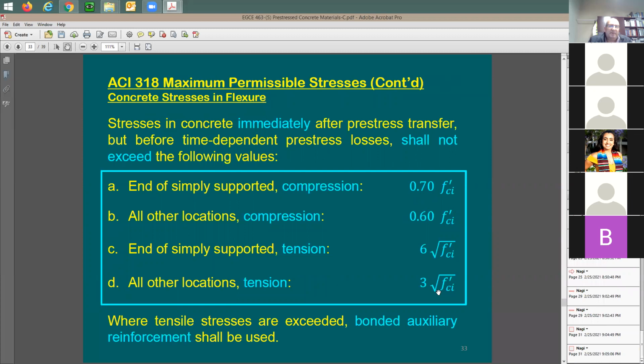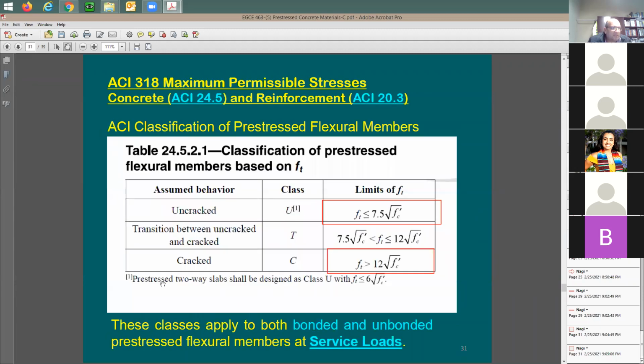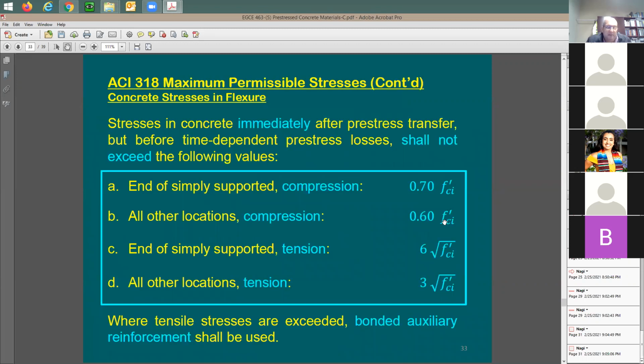When it comes to tension, it is going to be 3 or 6 at the end, square root of f'c. So I was going to say, how about this 7.5? I'm going to say, look at this 7.5. What is this about? This is going to be at the service load, right? So, okay. But during the pre-stress value, I don't want to crack the concrete. Otherwise, I'm going to be losing it. So we're going to keep it at 6 or 3 square root of f'ci. So again, looking for the allowable stresses right after the pre-stress, the instantaneous pre-stress, or applying the pre-stress force. This is going to be the limits of the code.